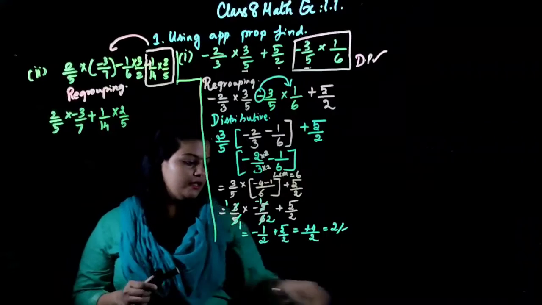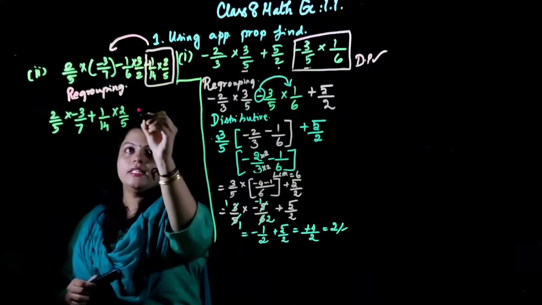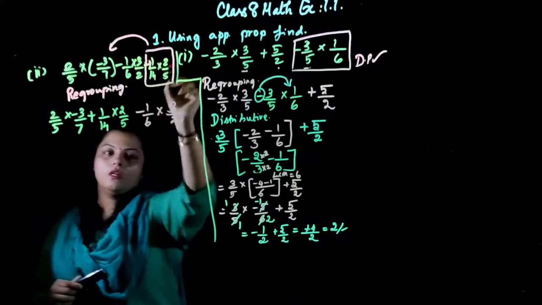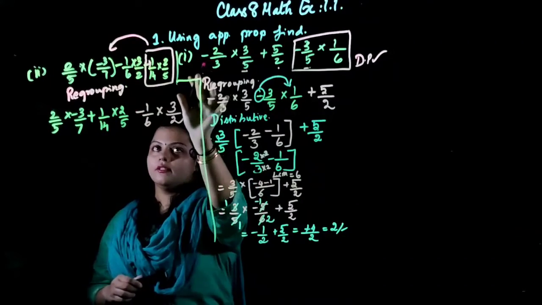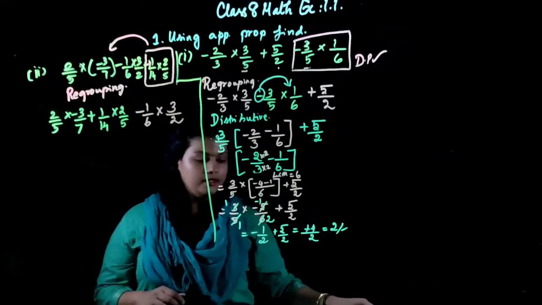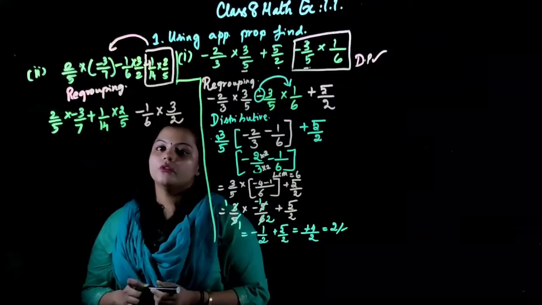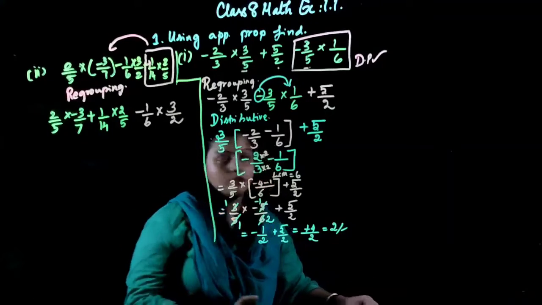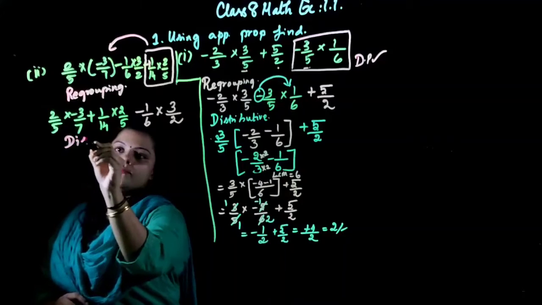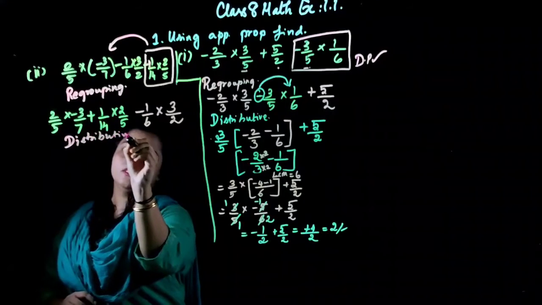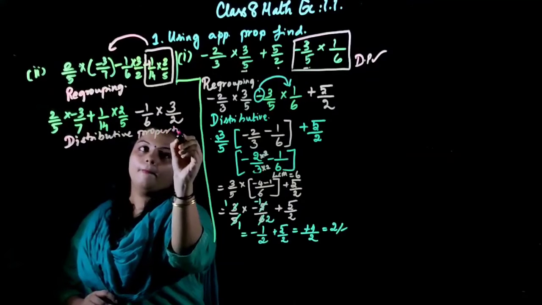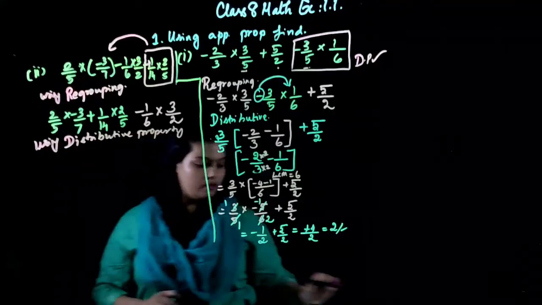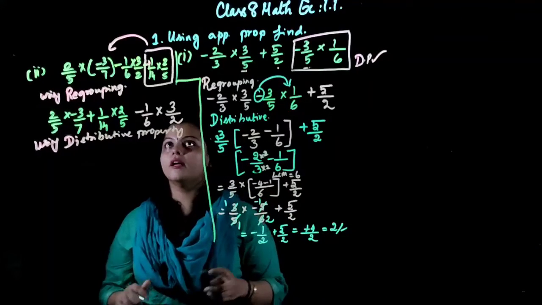Now the remaining term, write it as such, minus 1 by 6 into 3 by 2. So this is thrown outside like this. It is written here and this is written on this side. So this is called regrouping, or you can even call it associative. Next we will proceed using our favorite distributive property. Please write the words using regrouping, using distributive property, because otherwise you might lose your marks.